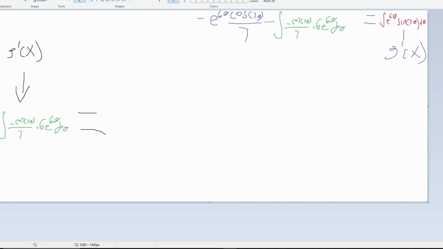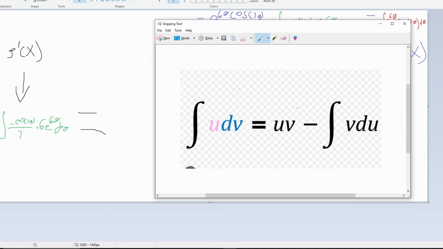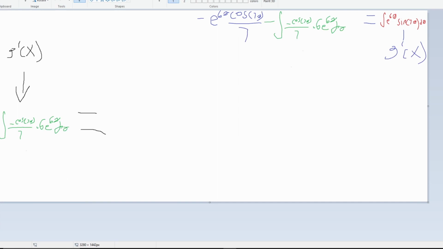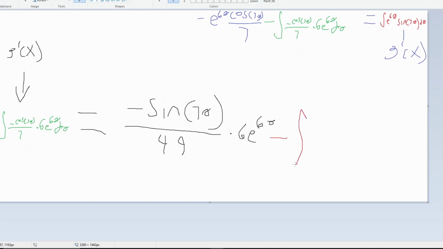So if we look back at our equation sheet here, same thing we did last time. We need to integrate our g prime of x, and then we already have our f of x here. So let's go integrate negative cosine 7 theta, which would be negative sine 7 theta divided by 49. Then we multiply by f of x, which is 6e^(6 theta). Next, I'm going to switch to another color. Red. Okay, very good. Minus integral.